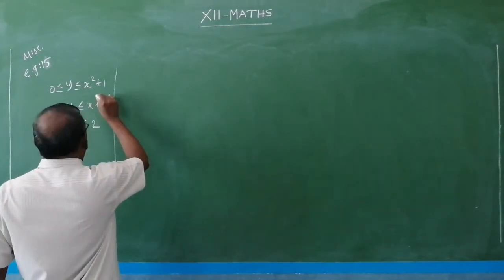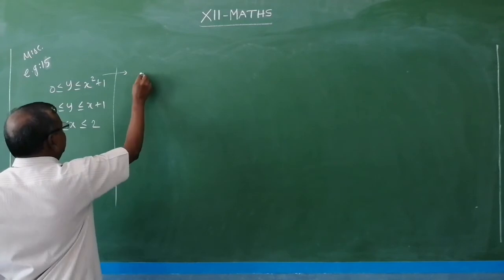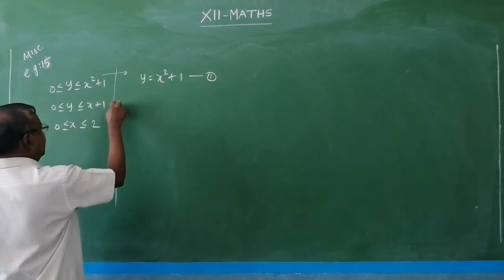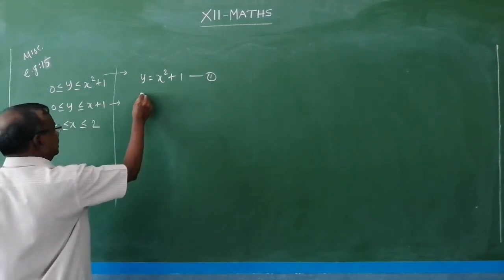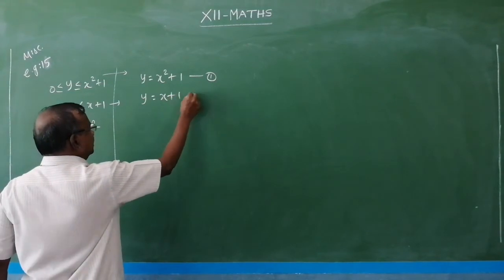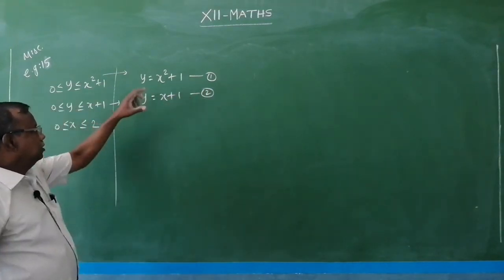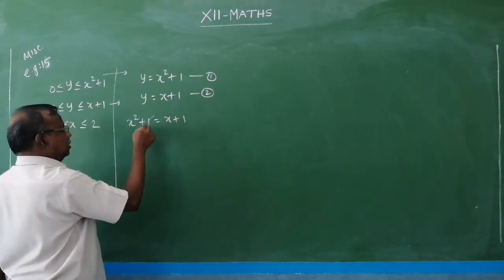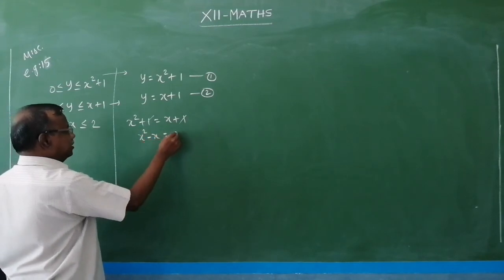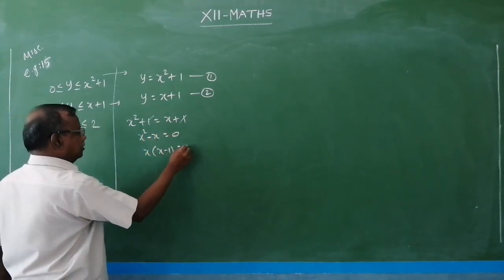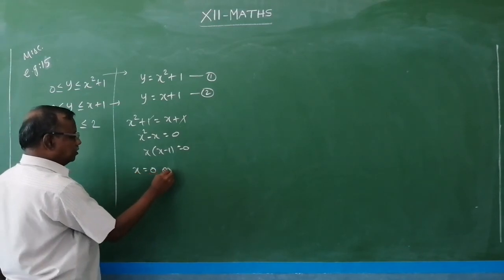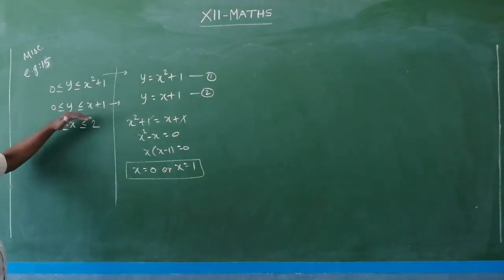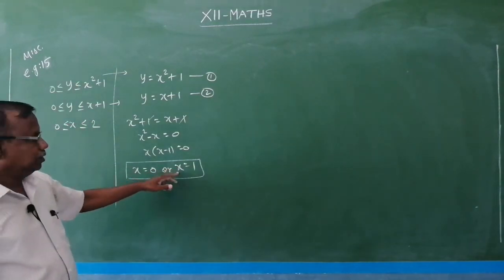Write the equation of this inequality: y = x² + 1, say this is the first equation, and y = x + 1, say this is the second. Now equating 1 and 2, x² + 1 = x + 1, that means x² − x = 0, x(x − 1) = 0, so either x = 0 or x = 1. So these two functions, the curve and the straight line, intersect at 0 and 1.